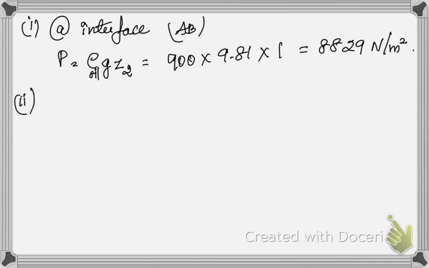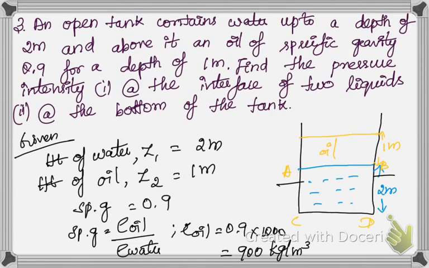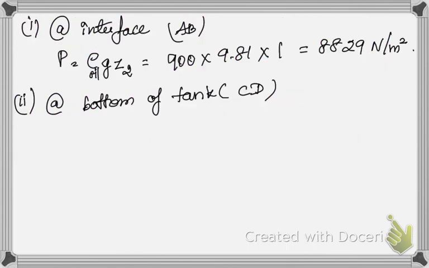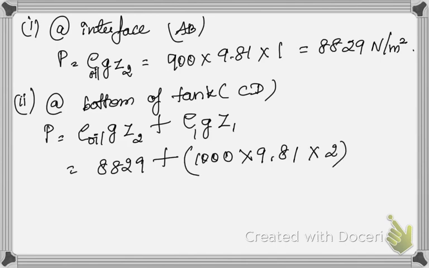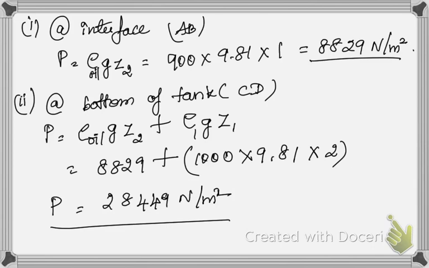And the second one asked in the problem is at the bottom of the tank, which is at CD. If you are considering this, the pressure will be due to oil as well as due to water. So both will be acting on it, so I have to add those things. So pressure intensity will be equal to rho oil G into Z2 plus rho water into G into Z1. So 8829 plus density of water, which will be 1000, and acceleration due to gravity 9.81, and this is 2. So the pressure intensity will be 28449 Newton per meter square. So this is my answer. This is one answer and this is the other answer. Thank you. Happy learning.